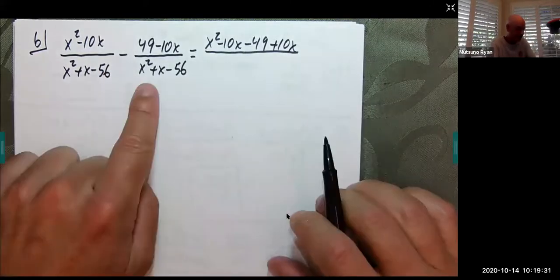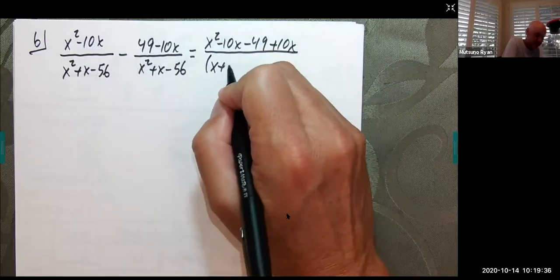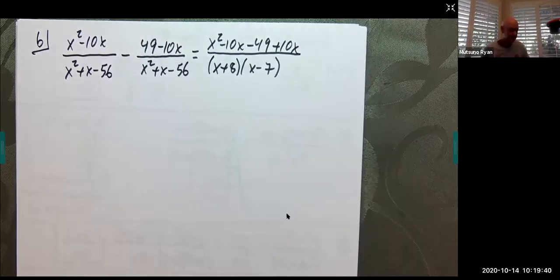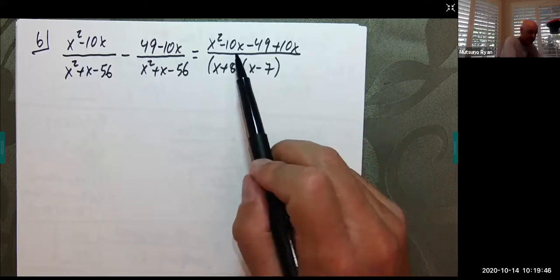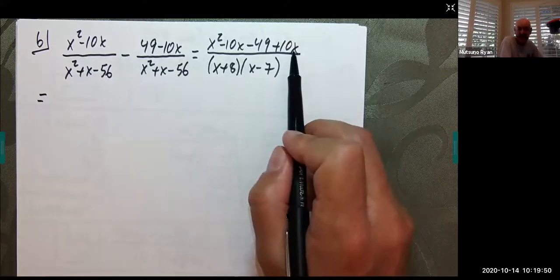And I'm going to go ahead and factor this common denominator here. Which is nice. Up top, I'm going to go ahead and combine my like terms. And I'm going to notice that the negative 10x and the 10x cancel out completely.